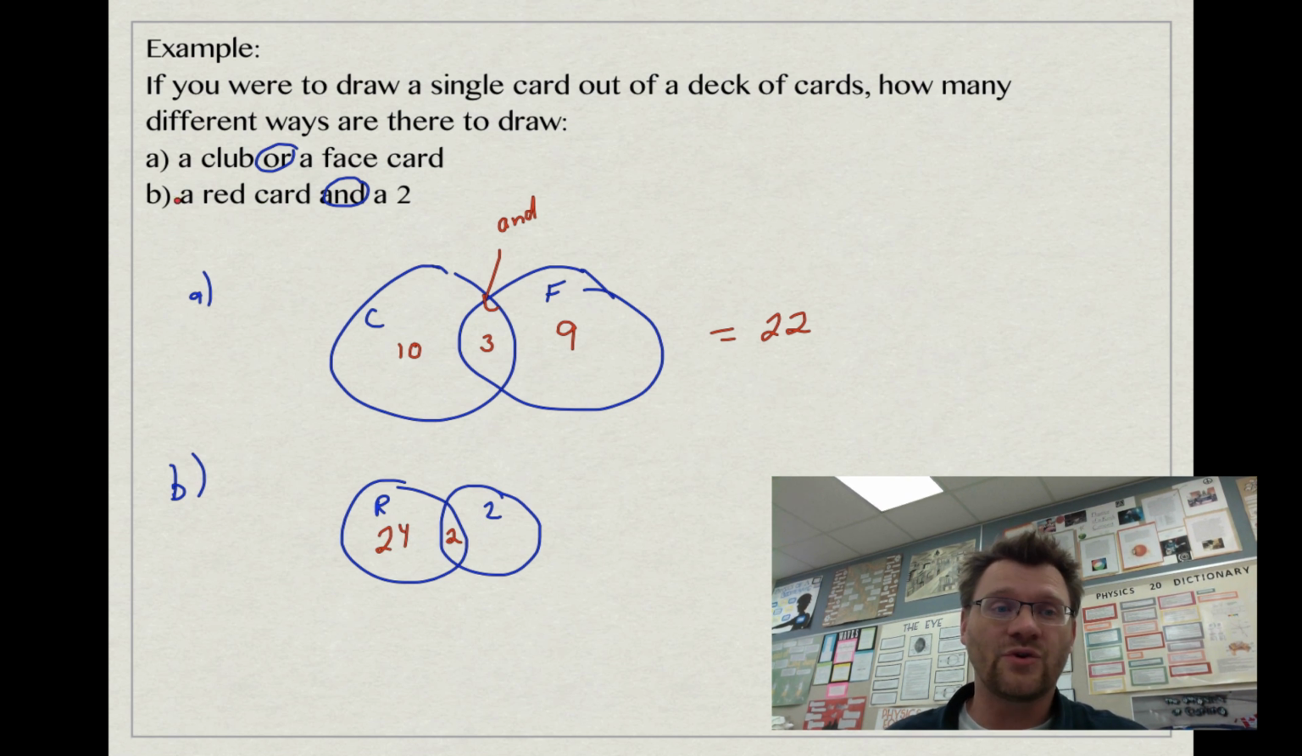And we've already answered our question, I guess, because it says a red card and a 2. It means there's only going to be 2 answers. Although, if we want to complete the diagram, we also have 2 black 2s that aren't red cards. So here's our total of 4 2s in the deck. So once again, a red card and a 2 means we have 2 chances of drawing out a red 2 out of a deck of cards.